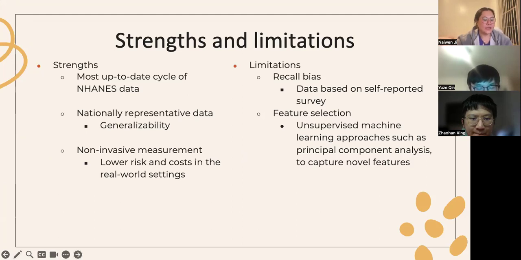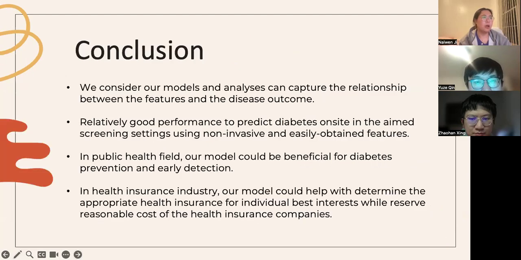For the limitations, because most of the features were based on self-reported surveys, it introduced recall bias. Also, since the feature selection we used is from the literature review, for future study, we think that by using PCA, it may capture novel features. In conclusion, our model and analysis can capture the relationship between the features and the disease outcome.